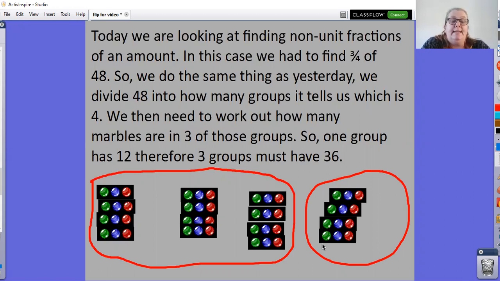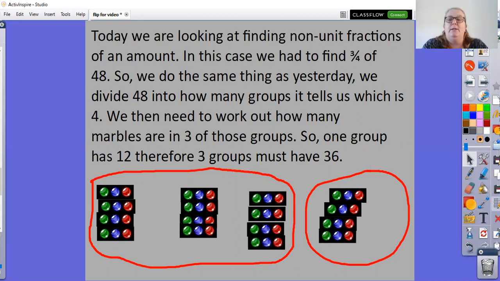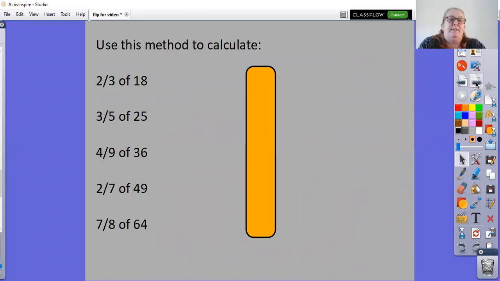So you can really clearly see that by drawing things out, it helps you to understand what's happening to those amounts, how many groups you divide them into, and how many of those groups you need to have. Use that strategy to see if you can calculate these ones. We've got 2/3 of 18, 3/5 of 25, 4/9 of 36, 2/7 of 49, and 7/8 of 64. So pause the video and come back and we'll go through the answers.